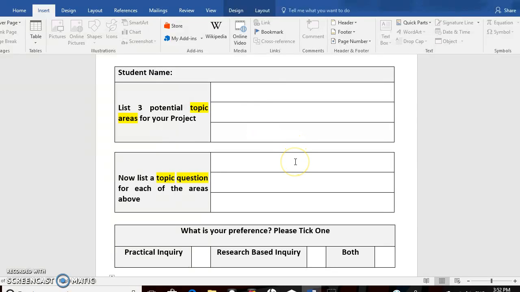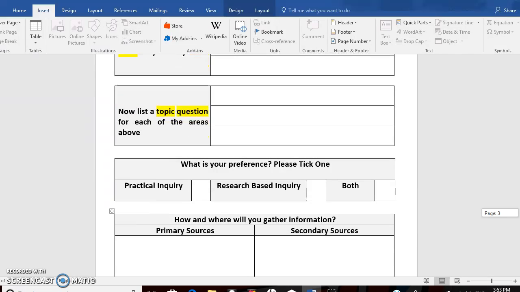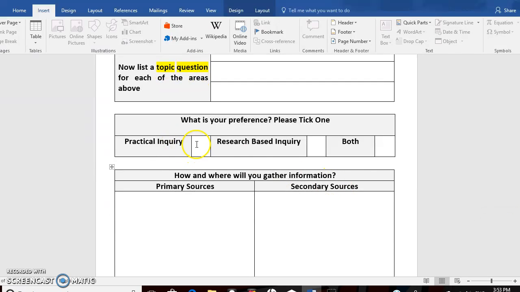And then I want you to come up with a question for each one of those, something that you feel that you could go out there, gather information on, and come up with a bit of a summary and a conclusion, so that your project has a bit of a focus. And it can really be anything. So at this stage, I'm wanting 3 topic areas, 3 general questions, okay, to tell me which preference, whether it's practical, researched, or both, which one you think you're going to do.